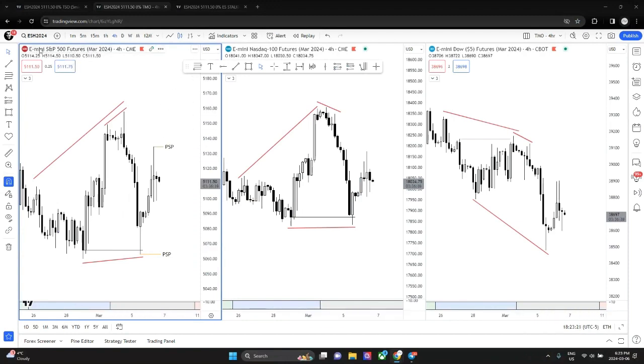And now, we'll be looking at the 4-hour time frame. So here we have the S&P 500. Here we have the NASDAQ futures. And here we have the E-mini Dow.